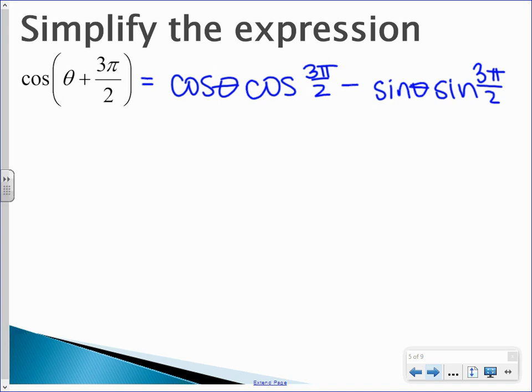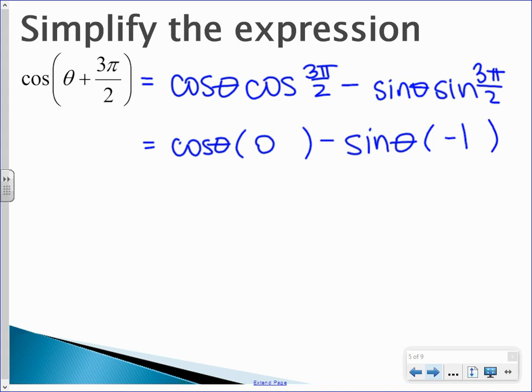Okay. Eli, what do we know about the cosine of 3 pi over 2? What do we know about the sine of 3 pi over 2? Richard, what is it? Negative 1. So we have the cosine times 0 minus sine times negative 1. The cosine of theta plus 3 pi over 2 is the same as the sine of theta. Who would have thought?